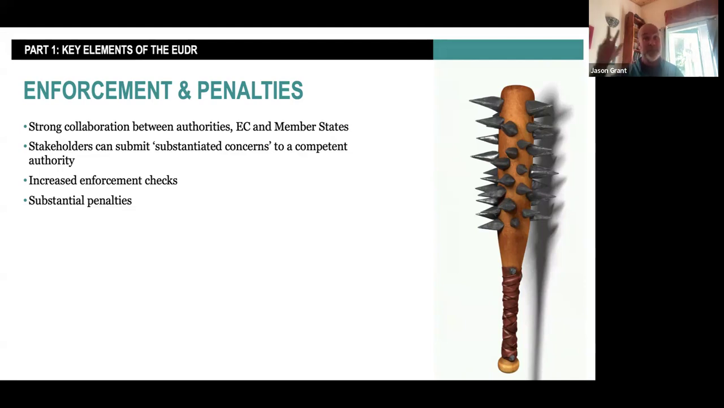Stakeholders being able to submit substantiated concerns. So like the watchdogs, the NGOs can say, hey, these companies are all saying that there's no deforestation happening in this geography, but guess what? It is, or there's human rights violations. The indigenous peoples aren't being consulted. And then it's something that the competent authority needs to investigate.